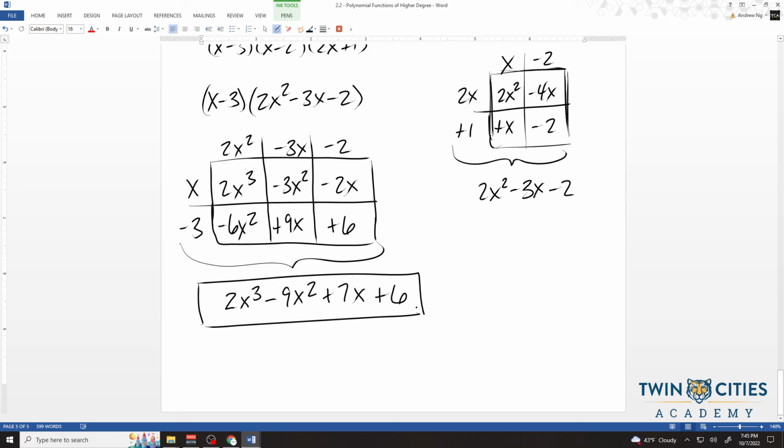Hopefully that gives you a good idea of how to find these graphs of different polynomial functions based on the leading coefficient test, as well as finding zeros and their multiplicities, so knowing when to cross a zero and when to bounce off the x-axis for a zero, as well as, given the factors, how to then find the function itself.